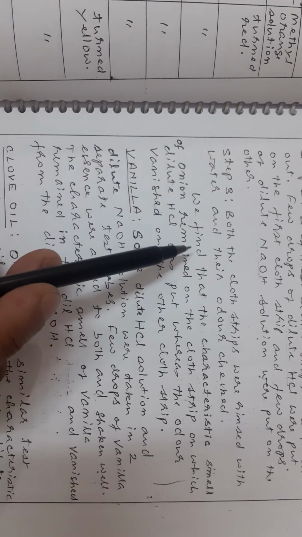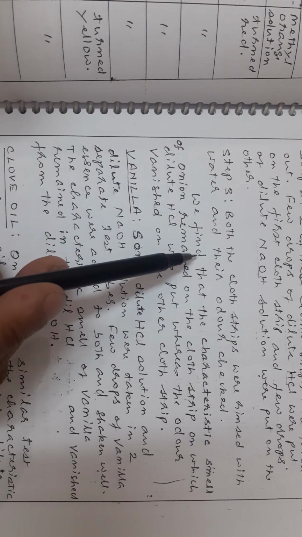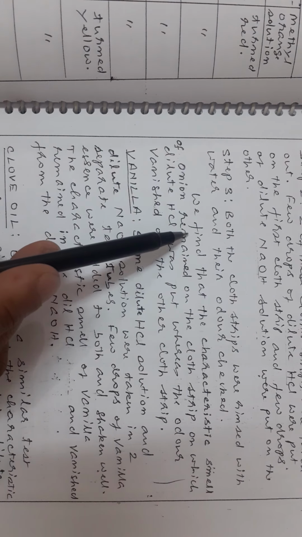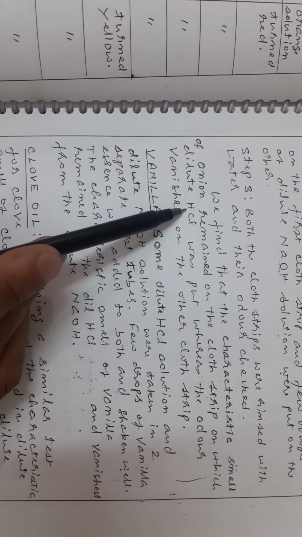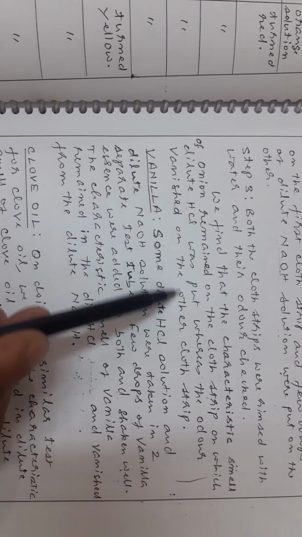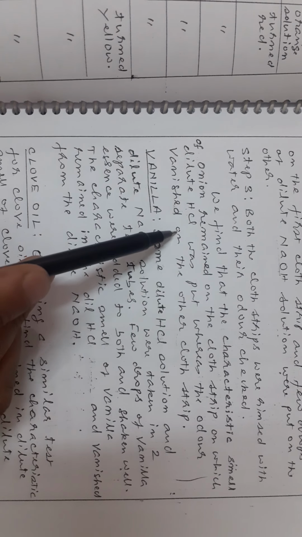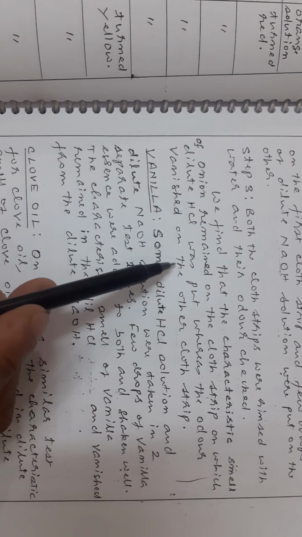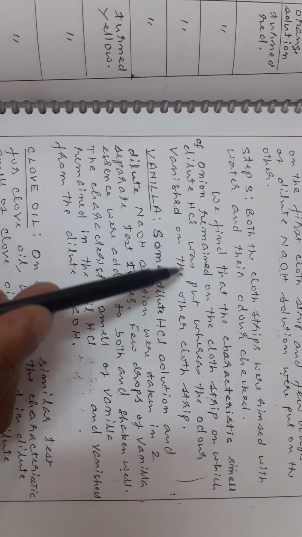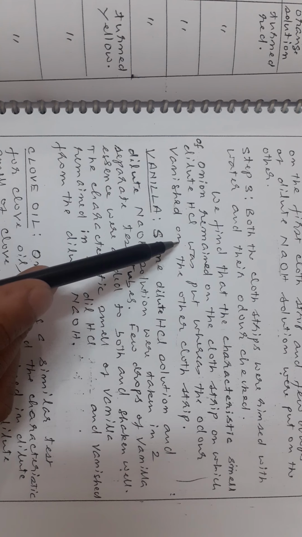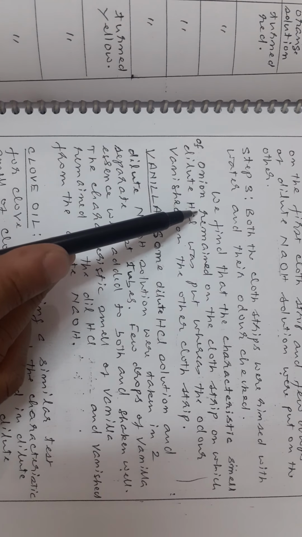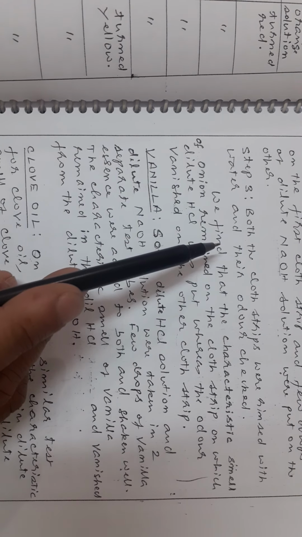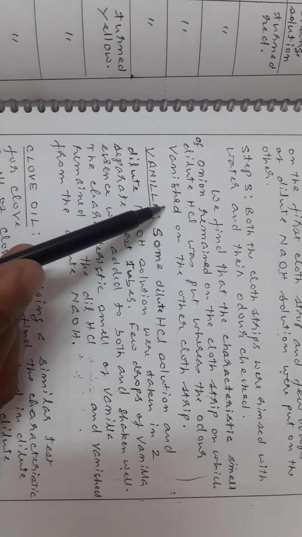When you smell the cloth on which you put the HCl, the acid, the smell of onion is still there. But in the one where you put NaOH, the smell of onion disappeared. So when a base is put on onion, the smell will vanish. When you put an acid on onion, the smell will remain. So through smell also we can know.